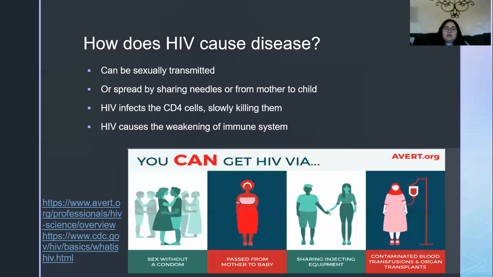Like we stated previously, HIV infects those CD4 cells, slowly killing them. HIV causes the weakening of the immune system. People who are diagnosed with AIDS usually have a CD4 cell count below 200 cells per microliter. With a weakened immune system, like I mentioned, infections can really wreak havoc on the body. These can be cancers like invasive cervical cancer or multiple forms of lymphoma. Other infections can also be tuberculosis, which is caused by Mycobacterium tuberculosis, and recurrent pneumonia, which is caused by Streptococcus pneumoniae.